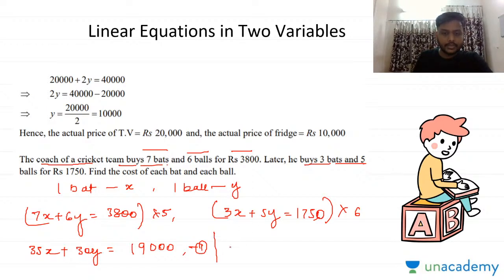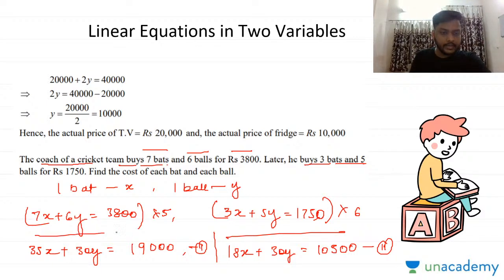In this, guys, what I'm doing: 6 times 3 is 18x, plus 6 times 5 is 30y, equal to 6 times 1750. What will that be? 6 times 5 is 30, 6 times 7 is 42, plus 3 is 45, and 6 times 1 is 6. So 10500. This is what I'll be getting. This is my second equation.